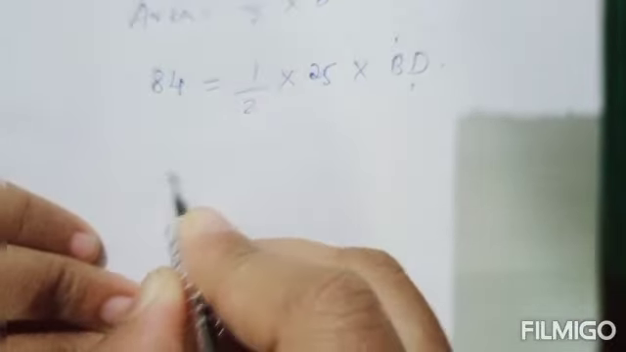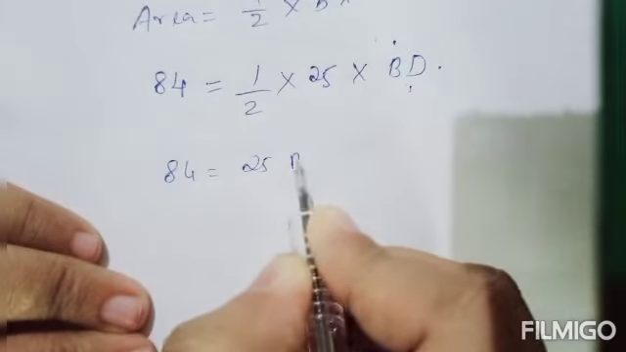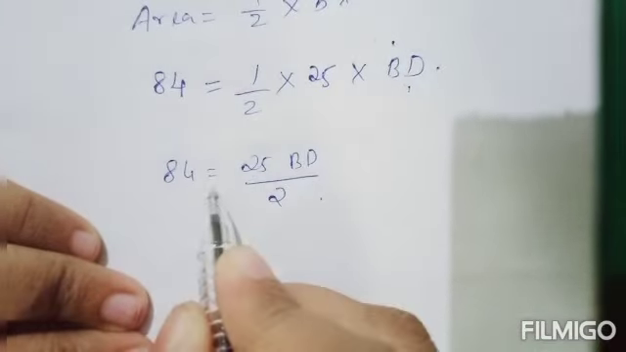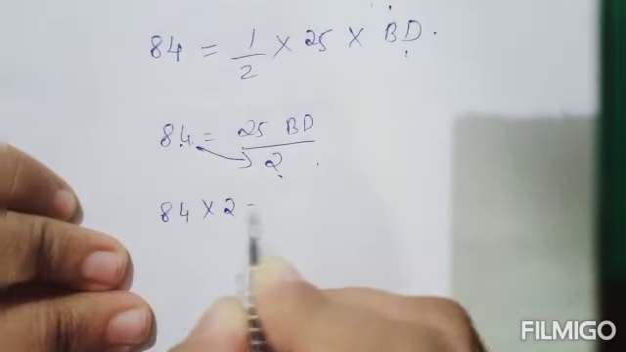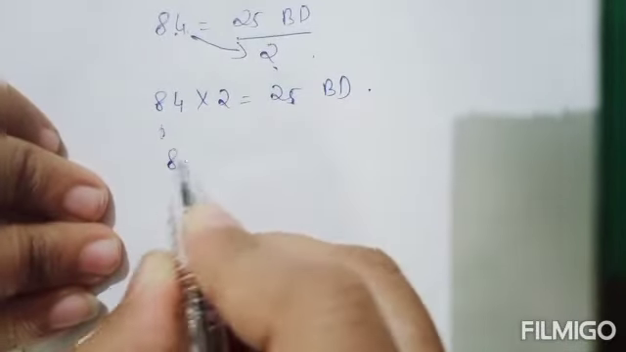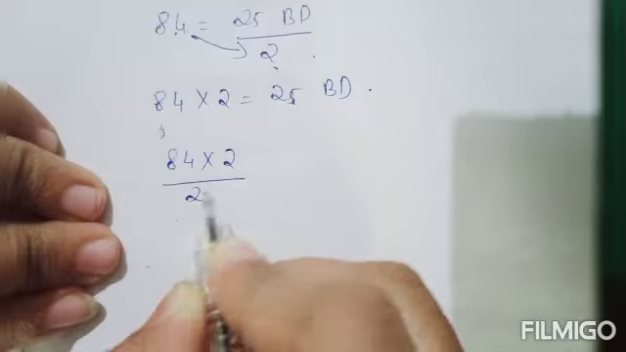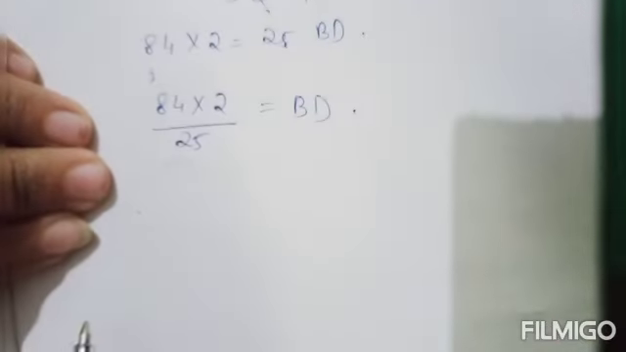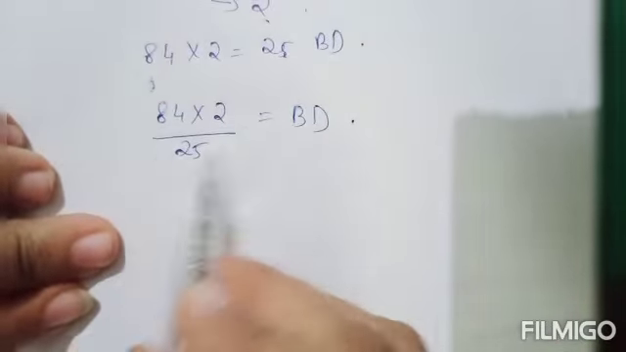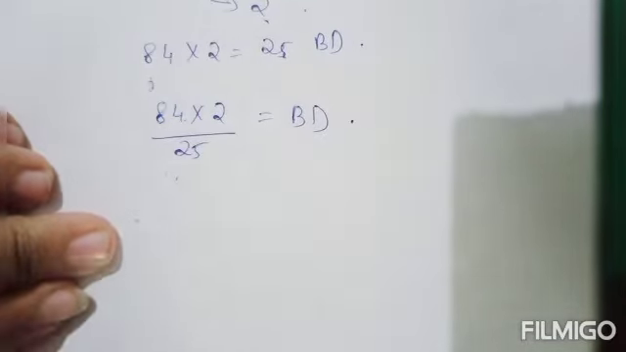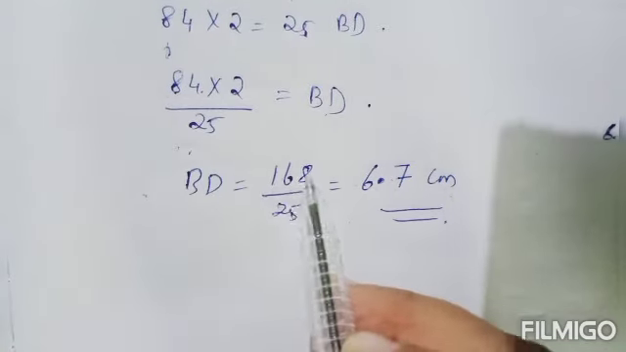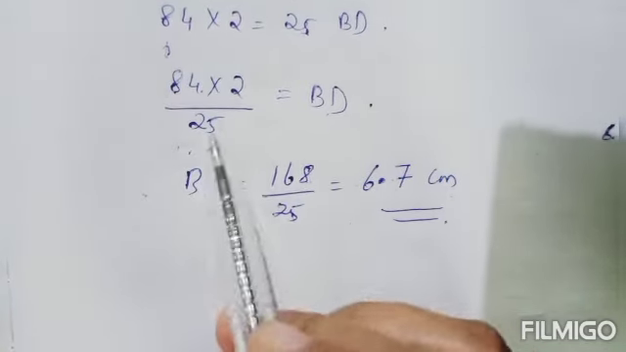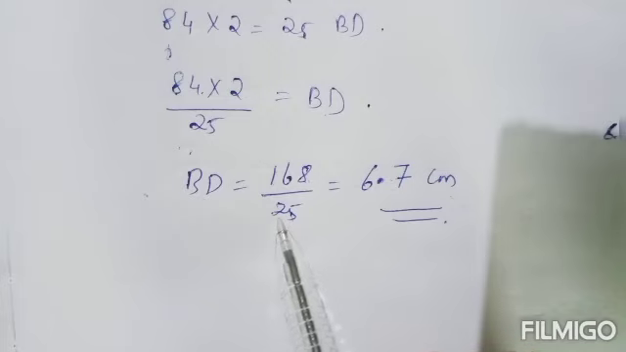Now you can solve this to find BD. So 84 equal to 25 BD by 2. This 2 you can take to the other side and multiply. 84 into 2 equal to 25 BD. Now 25 if you take to this side, 84 into 2 by 25 equal to BD. So 84 into 2 on multiplying you will get 168. So 168 by 25, this is the length of BD.